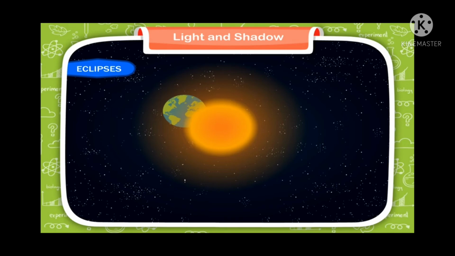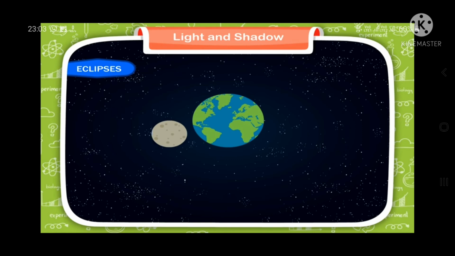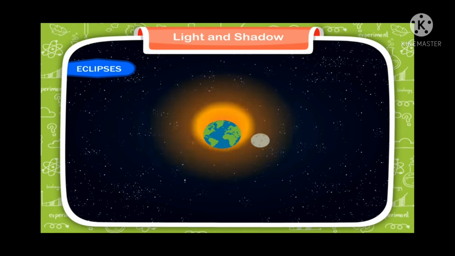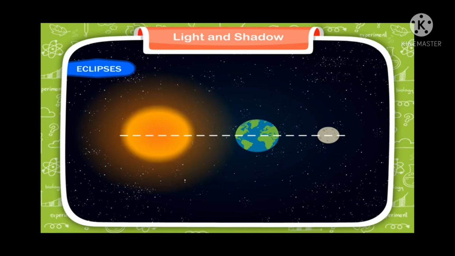We know that the earth revolves around the sun and the moon revolves around the earth. During the revolution of the earth and moon, it happens sometimes that the sun, the moon, and the earth come in a straight line. In this case, the light coming from the sun is obstructed by the earth or the moon. As a result, a shadow is formed. This phenomenon is called an eclipse.